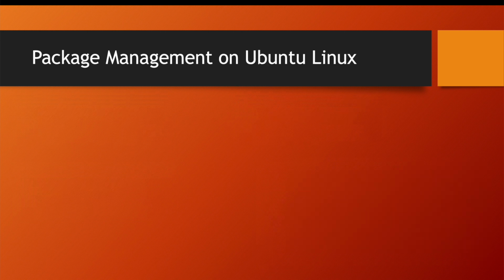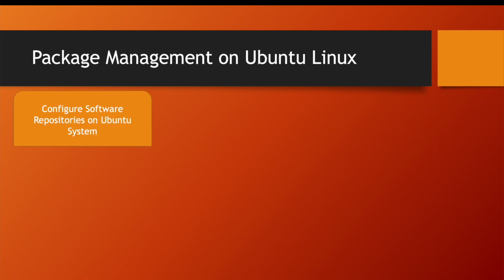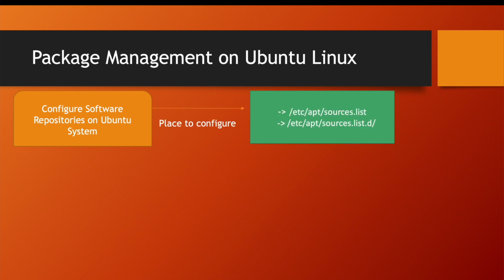Now let's discuss package management in Ubuntu Linux. In short, how to configure software repositories on an Ubuntu system. The place to configure software repositories on all Debian-based operating systems like Ubuntu is either the /etc/apt/sources.list file or the /etc/apt/sources.list.d directory. The name of the file must end with the .list extension. Now we will see all these things practically by creating a machine.